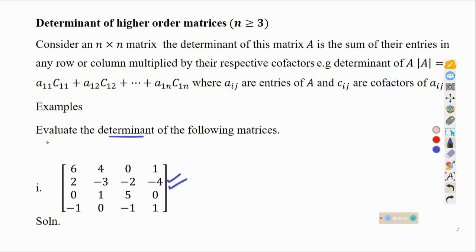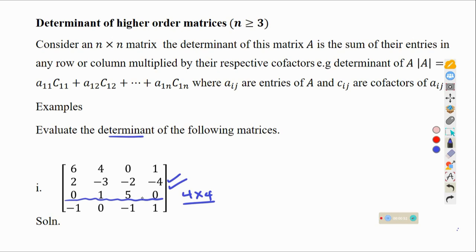Our example number 1 says we need to determine the determinant of this matrix. This is a 4 by 4 matrix, and we would like to determine its determinant. So we shall choose, like the way we have said, one of the rows or one of the columns. But possibly I will choose one of the rows, and preferably I will like to choose row number 3. The reason is when you look at row number 3, you realize you have two entries which are zeros.